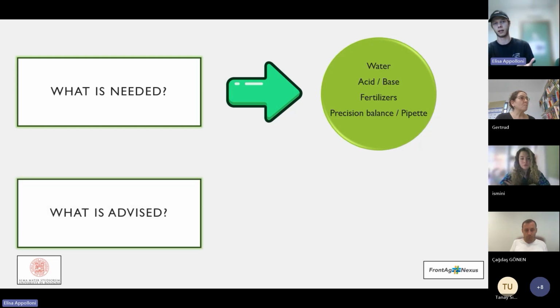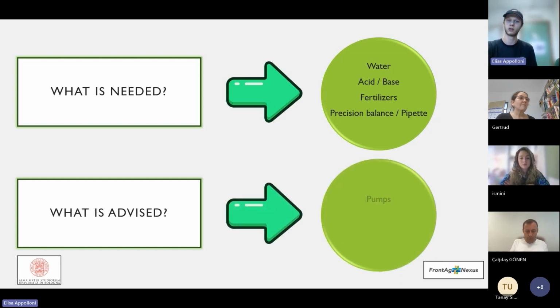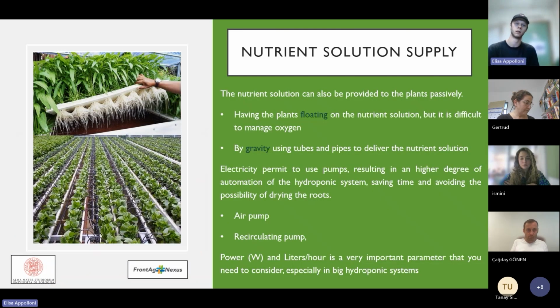But still, there is something else that we can apply in our hydroponic system, because we can increase the amount of automation and also the monitoring and the management of the system. To increase the automation, we can use pumps. There are different types of pumps. We have air pumps, we have recirculating pumps, but we will see after. Then we need a pH meter to measure the pH and to be sure that the pH is stable and in the correct range. And then also an EC meter to measure the quantity of salts that are dissolved in water.